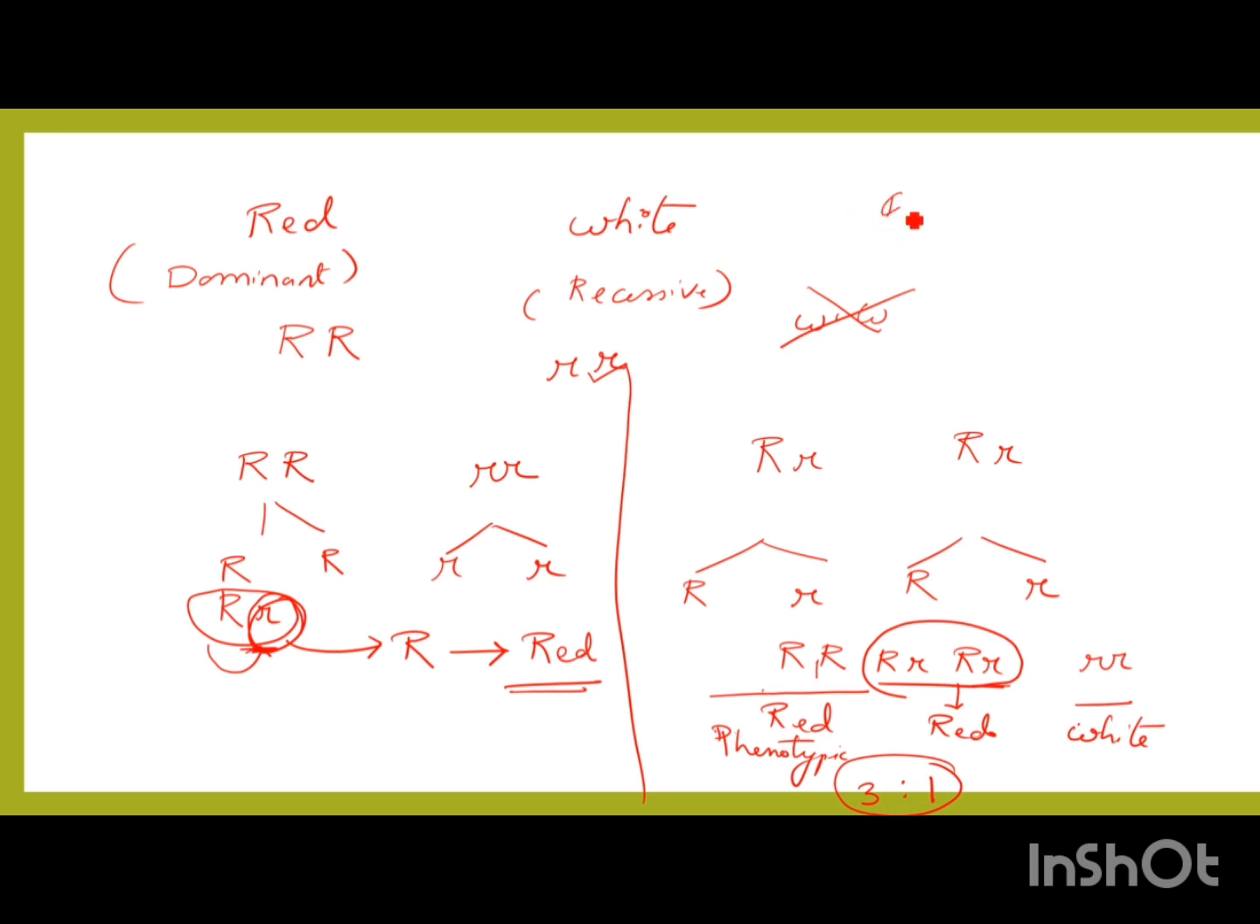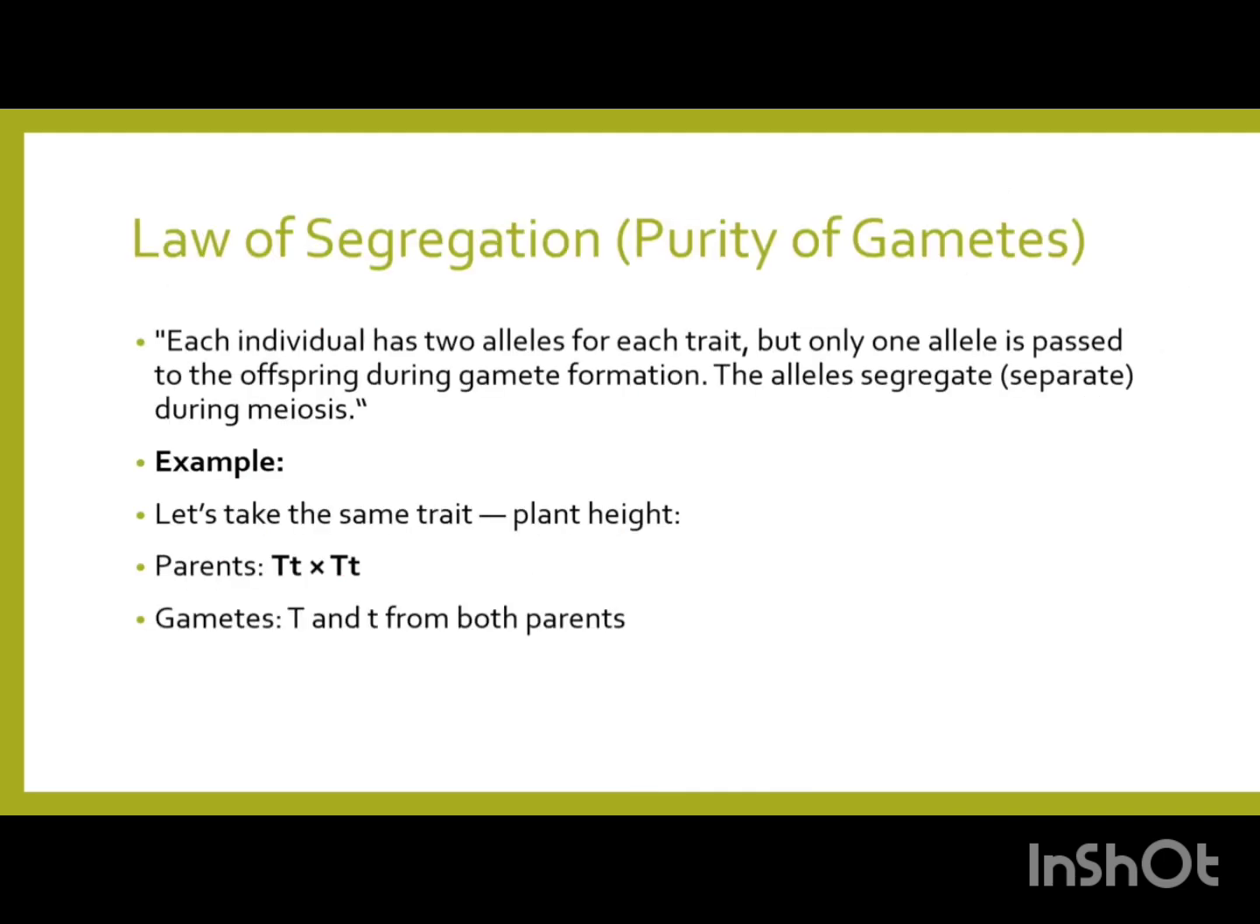If we talk about the genotypic ratio, then the genotypes are capital R capital R, capital R small r, and small r small r. The ratio will be 1:2:1. This is the genotypic ratio.